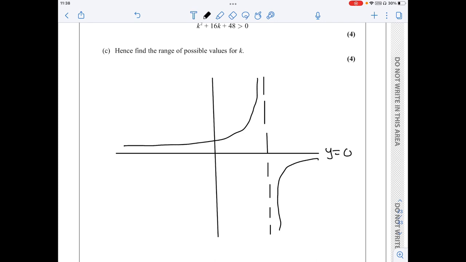Apart from that, y equals 0, x equals 2, and this point, where does it intersect the y-axis? Y-axis means x equals 0. Substitute x equals 0: 1 over (2 minus 0), so it becomes 1 upon 2. So this point is (0, 1/2).